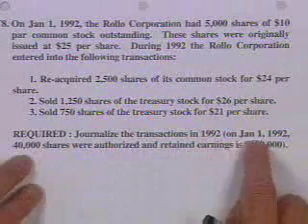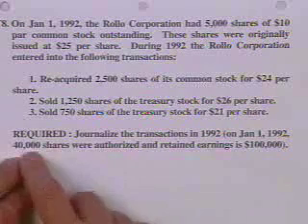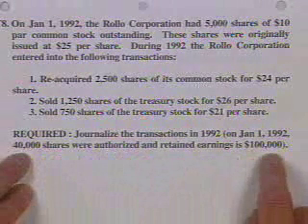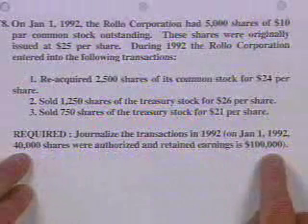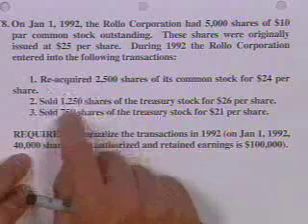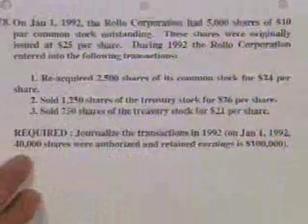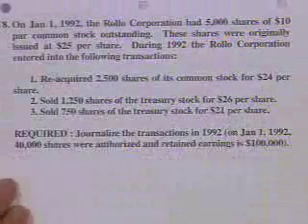Now notice down here, originally 40,000 shares were authorized, and there is positive retained earnings of $100,000. Okay, so what's our job? Our job is very simple. Our job is to create 3 journal entries: one for the reacquisition of 2,500, one for the sale of 1,250, and a third one for the sale of 750.